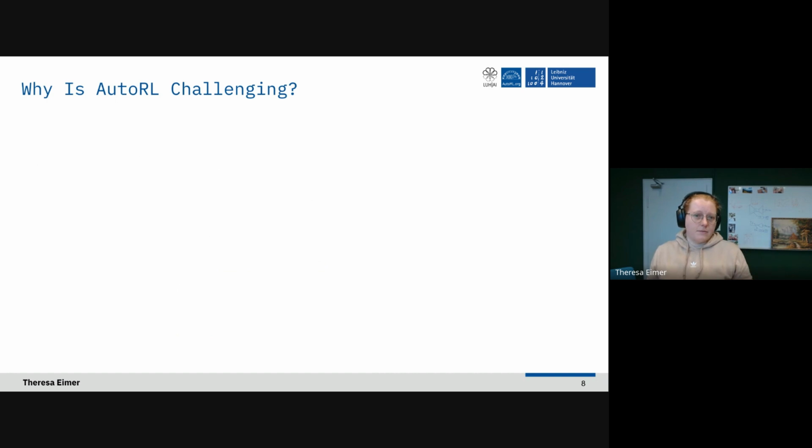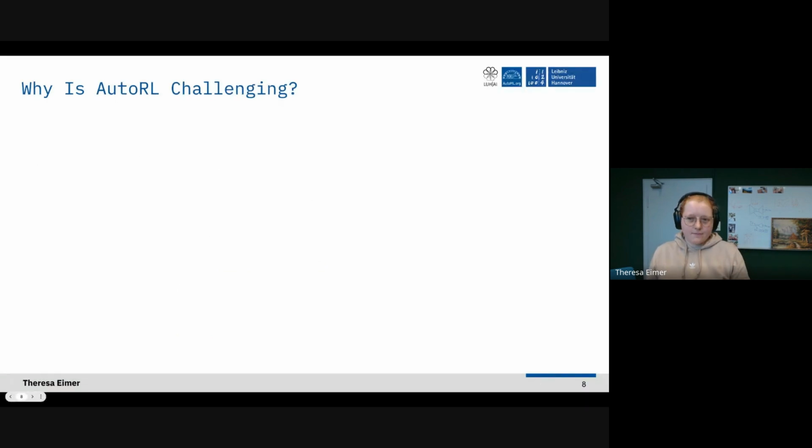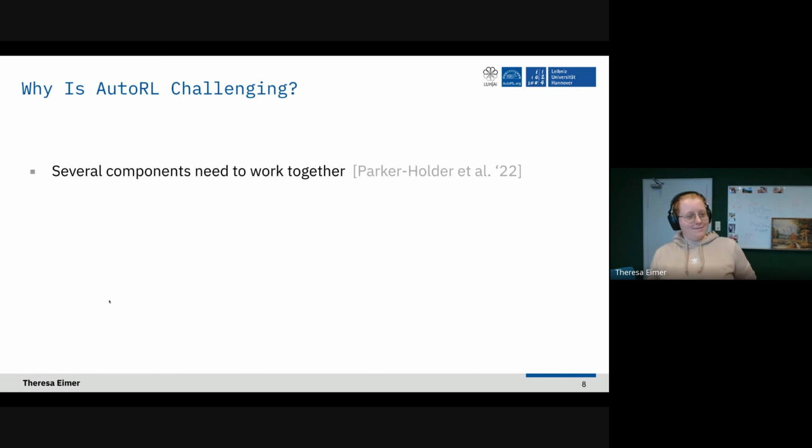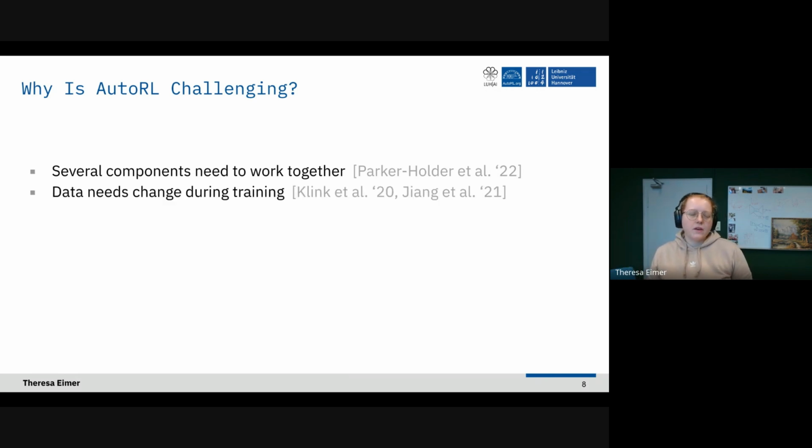That can take many different forms and has many different reasons for being challenging. One thing is, of course, that whenever we need to touch this process, several components need to work together. So, for example, if we touch the exploration, we still need to make sure that the model learning actually works well and that whatever task we explore actually fits what we want to do.